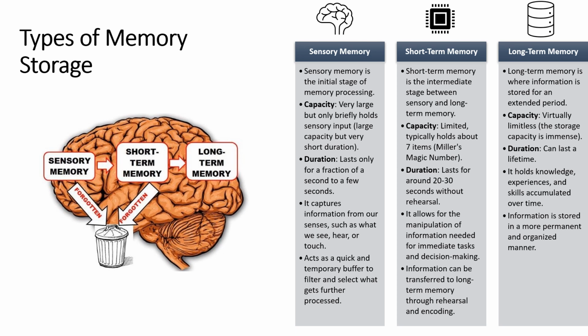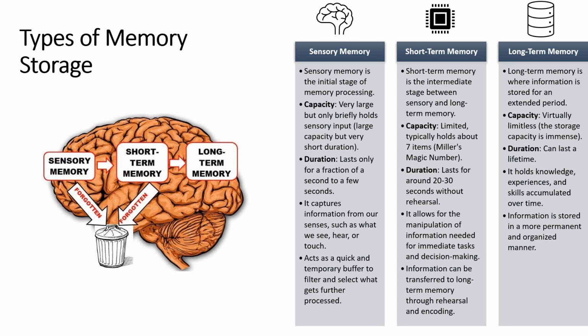Types of memory storage. Sensory memory. Sensory memory is the initial stage of memory processing. It has a very large capacity but only briefly holds sensory inputs. Large capacity but very short duration. Duration lasts only a fraction of a second to a few seconds. It captures information from our senses, such as what we see, hear, or touch. It acts as a temporary buffer to filter and select what gets further processed.